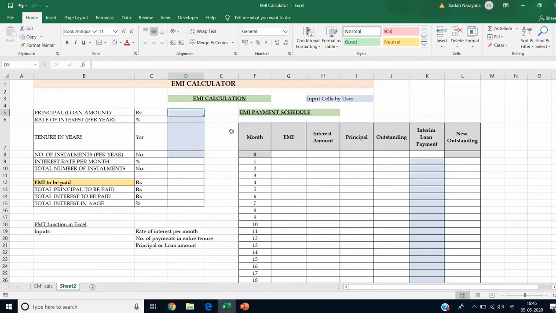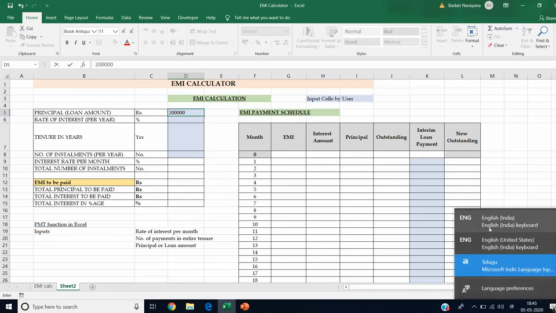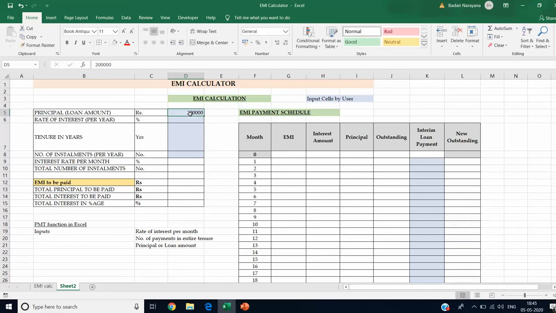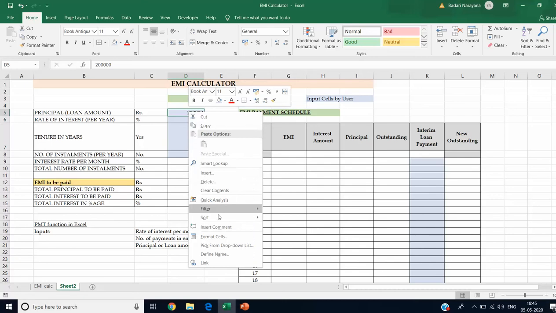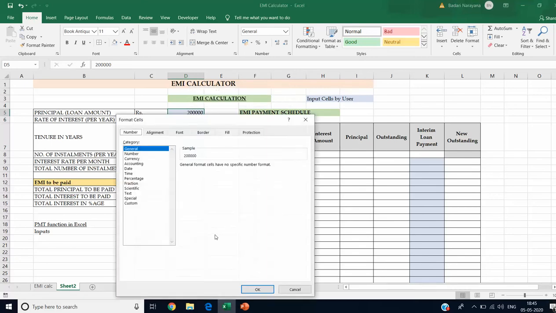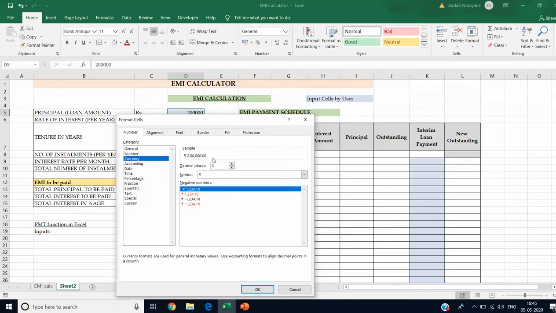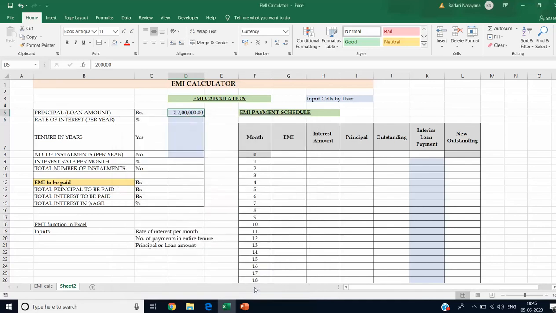So principal loan amount, let's say I would like to take a loan of 2 lakhs. I'd like to convert this into the currency. So just right click on the cell, format cells, go for currency. So it comes like this. It is showing Indian rupees. So 2 lakh rupees. And rate of interest by the financier, I'm expecting about 10%.